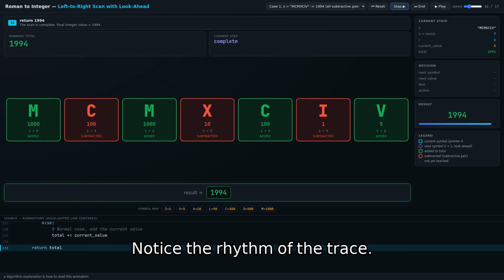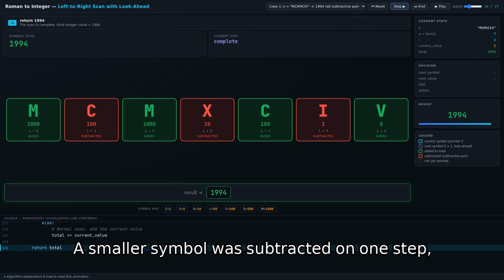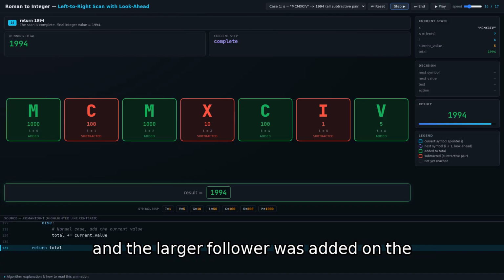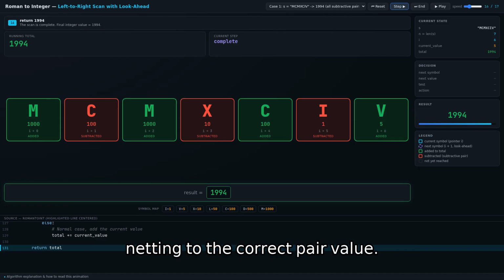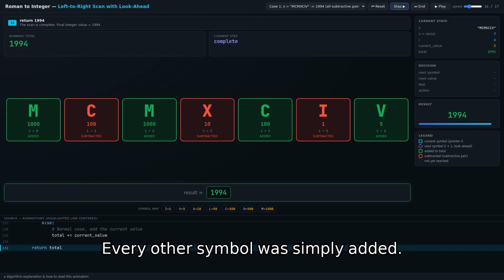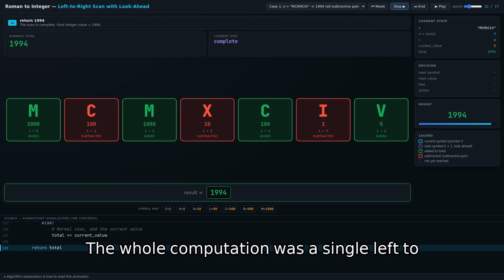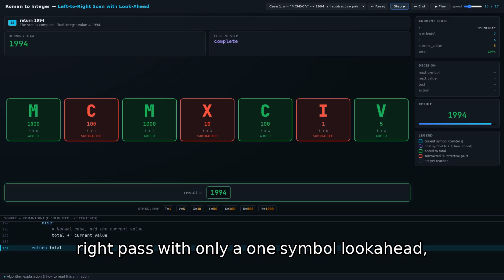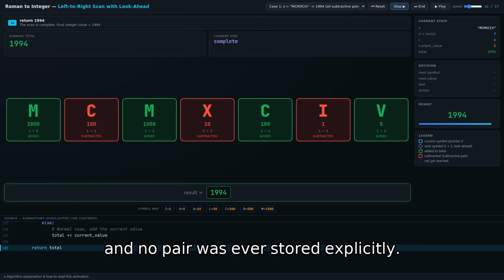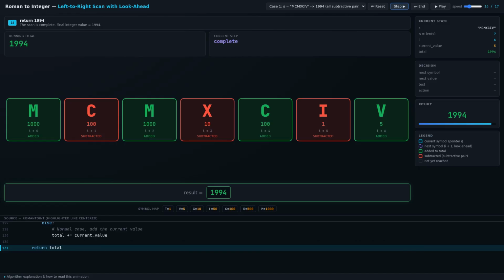Notice the rhythm of the trace. The 3 subtractive pairs, CM, XC, and IV, each showed the same pattern. A smaller symbol was subtracted on one step, and the larger follower was added on the next step, netting to the correct pair value. Every other symbol was simply added. The whole computation was a single left-to-right pass with only a 1-symbol lookahead, and no pair was ever stored explicitly.